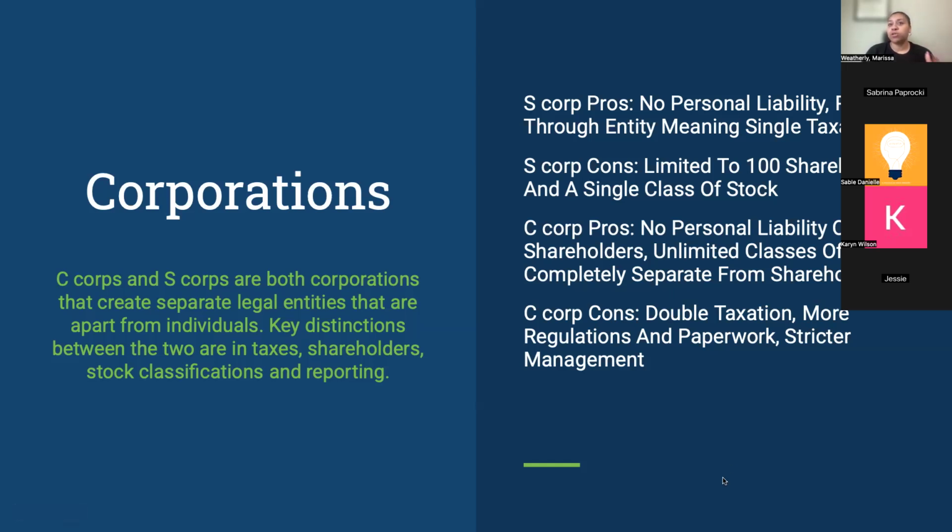Some other things about S Corps. You're limited to 100 shareholders and a single class of stock. And so, again, this is very important for investment purposes. If you only have so many shares, that's so many shareholders to go around and divvy up. If multiple people or organizations want to invest in your business or give you certain opportunities, they may want shares or types of stock that they can trade and do different things with.